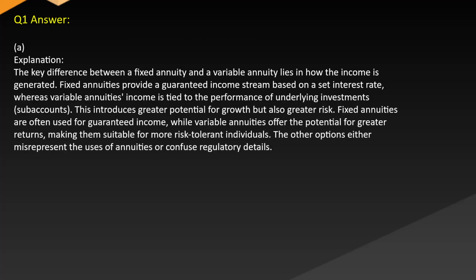Answer A. Explanation. The key difference between a fixed annuity and a variable annuity lies in how the income is generated. Fixed annuities provide a guaranteed income stream based on a set interest rate, whereas variable annuity income is tied to the performance of underlying investment sub-accounts. This introduces greater potential for growth but also greater risk. Fixed annuities are often used for guaranteed income, while variable annuities offer the potential for greater returns, making them suitable for more risk-tolerant individuals. The other options either misrepresent the uses of annuities or confuse regulatory details.